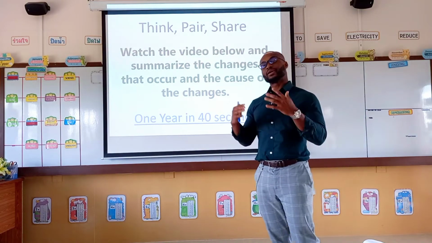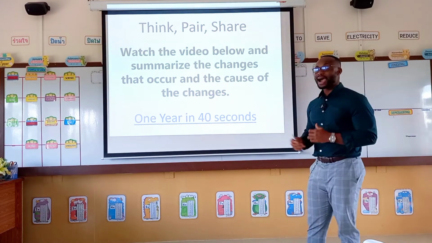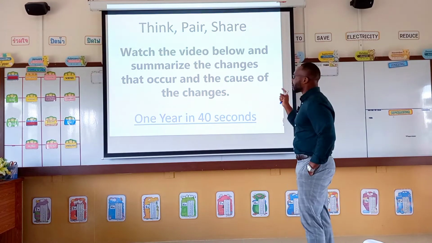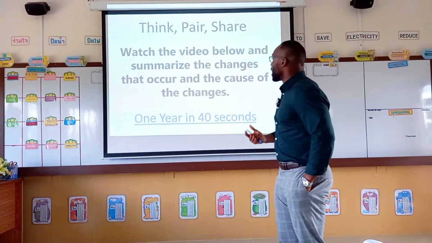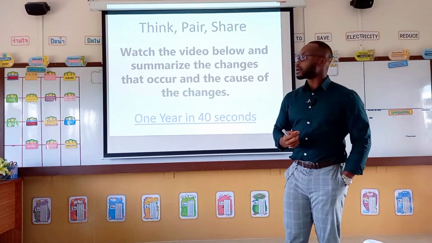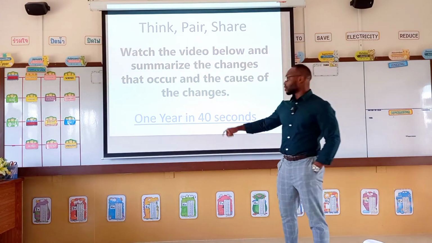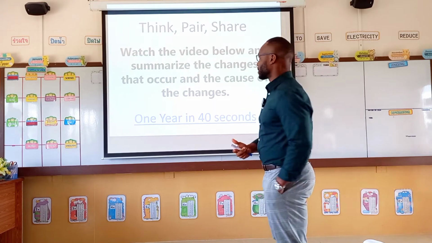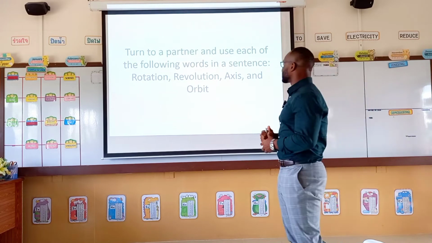Very good. So we are gonna do some activity. So think, pair, and share. Watch the video below and summarize the changes that occur and the causes of the changes. So you have to watch this video, you have to summarize the video, and then you have to explain what? The changes that occur and the cause of the changes, okay? So this is the video, of course, this is the link. Once you click on this link, it's gonna take you to the video, you watch it, and then you're gonna learn from there.